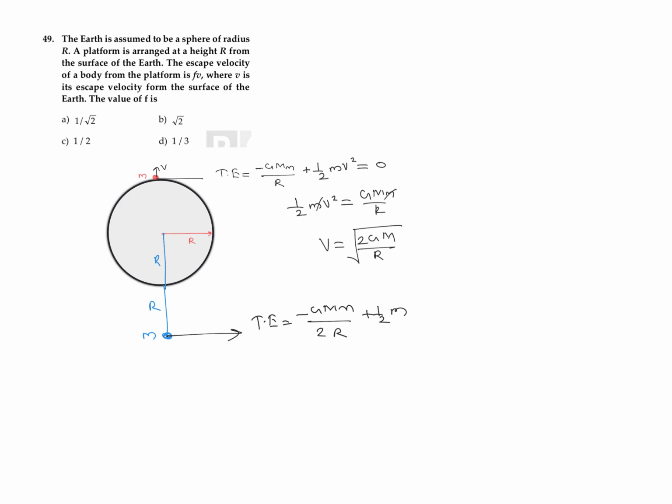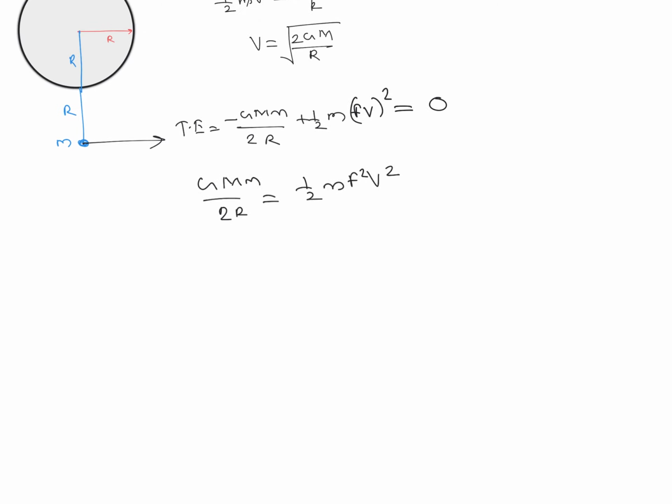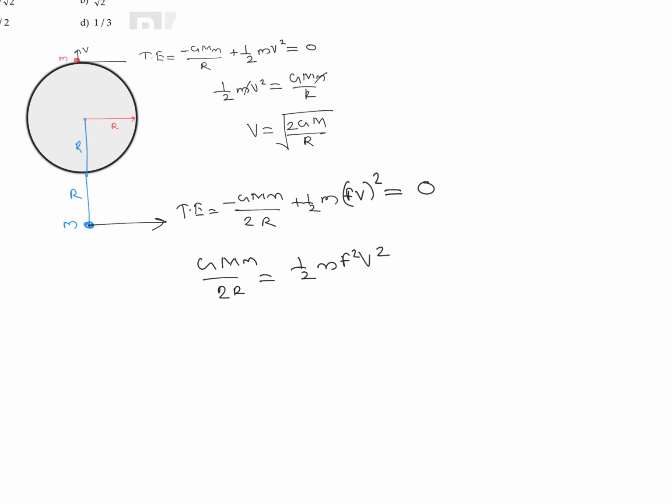It's given that the escape velocity of the body from the platform is f times the escape velocity on the surface. So we can take it as fv the whole square. So that the total energy becomes equal to 0. So we can write over here GMm divided by 2r is going to be half into m into f square into v square. We need to find out the value of this f. So we can write GMm divided by 2r is equal to half into m into f square into the value of v, which we already calculated, and we can just put it over here.